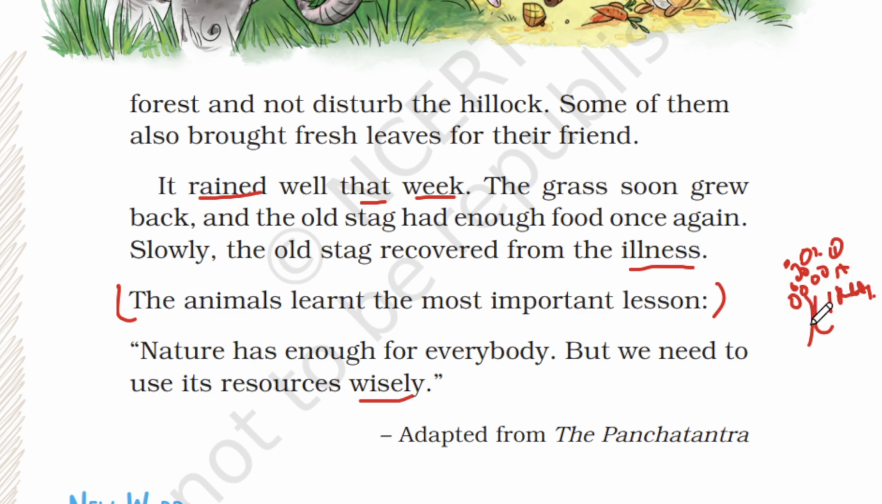That is not the thing the monkey should do. It should use the resource very wisely. Even though nature is enough, they should plan it accordingly. Okay, so that is the moral of this story.